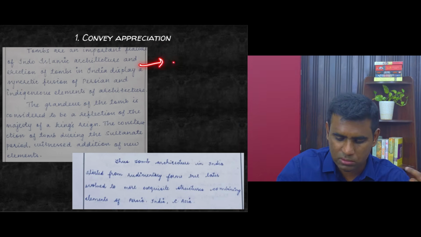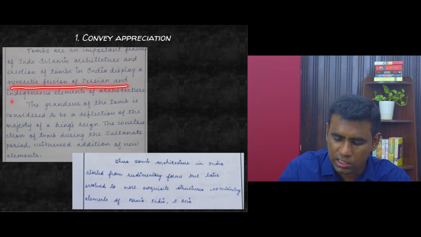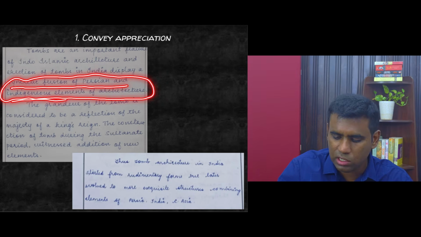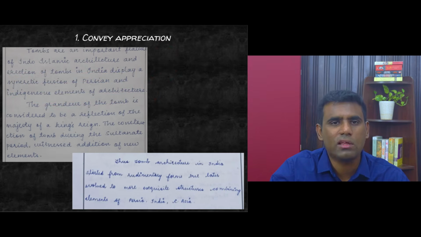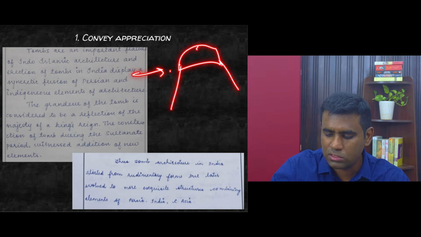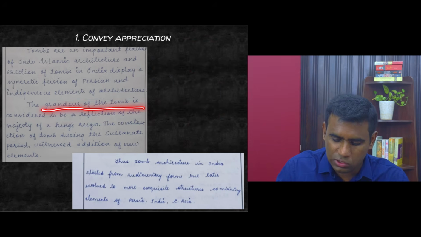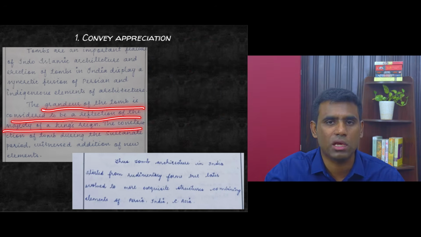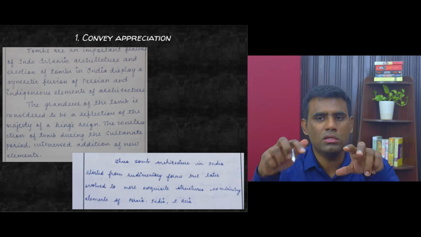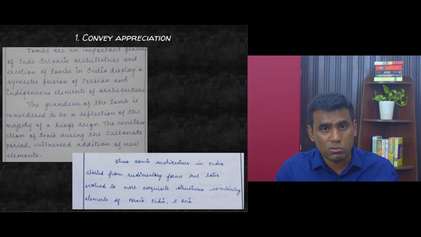This is from one of the aspirants, where it's mentioned that tombs are an important feature of Indo-Islamic architecture, and erection of tombs in India display a syncretic fusion of Persian and indigenous elements of architecture. This is what I mean by appreciation. This is not a fact. This is not about what kind of dome is used in the tomb, whether straight walls or sloping walls. That's the body part of the answer. But an appreciation is this: the grandeur of the tomb is considered to be a reflection of the majesty of the king's reign. This is what I mean by the aesthetic aspects which you simply cannot get from Nitin Singhania or NCERT. And this has to be present in your answer.